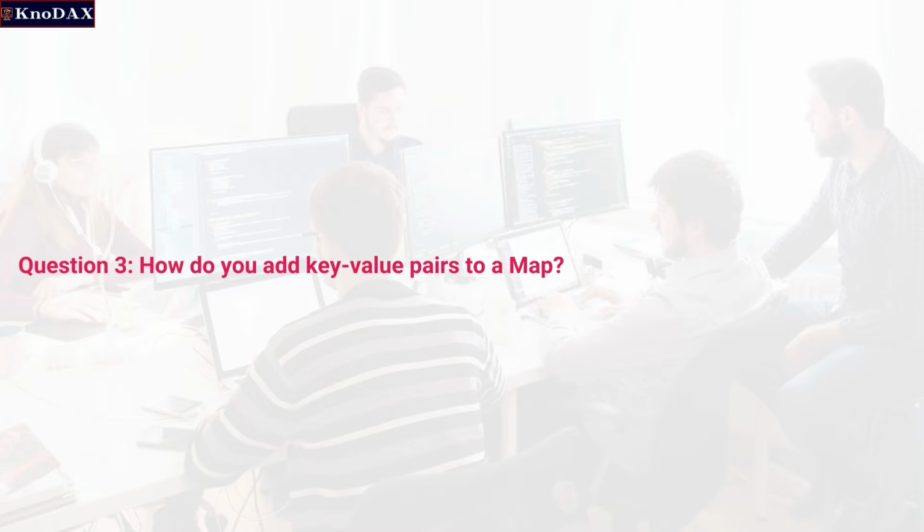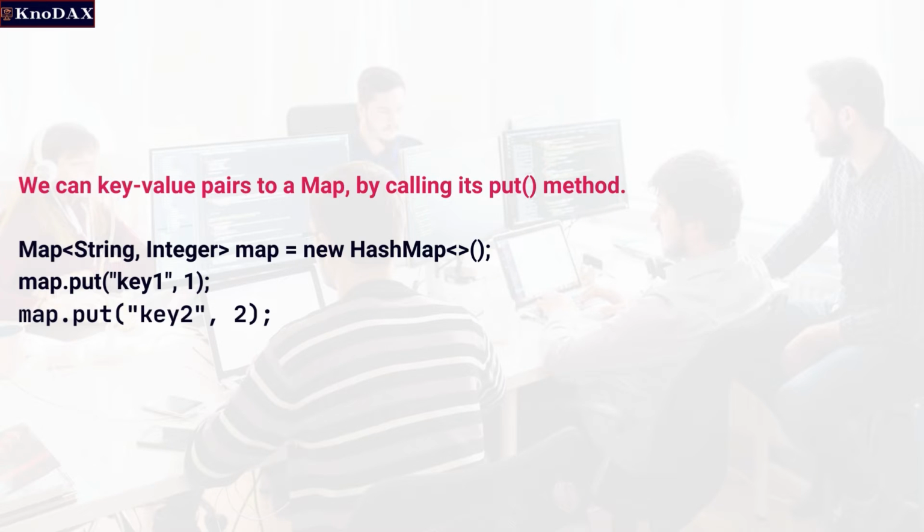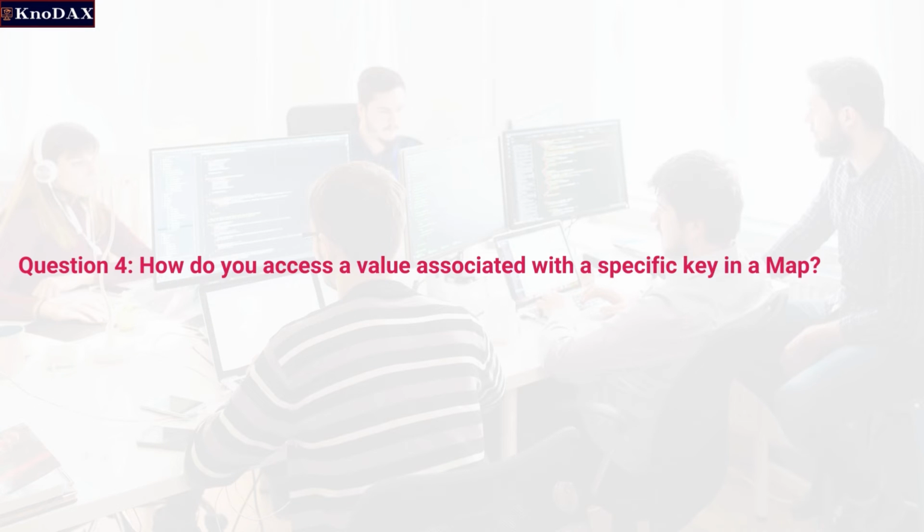How do you add key-value pairs to a map? We can add key-value pairs to a map by calling its put method. How do you access a value associated with a specific key in a map?